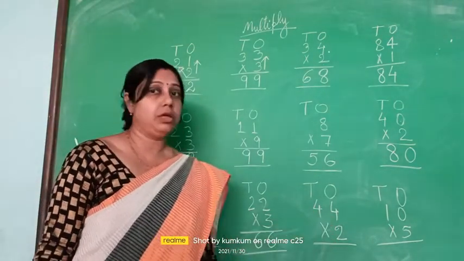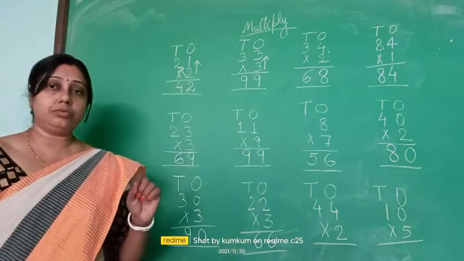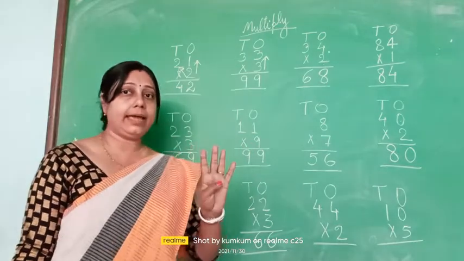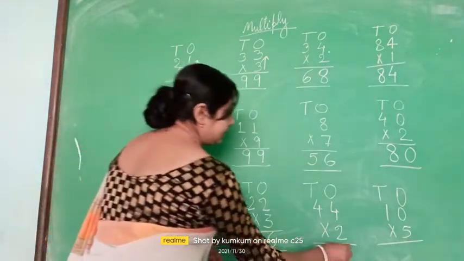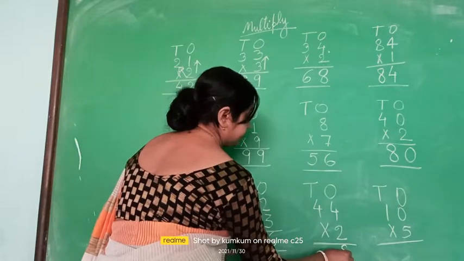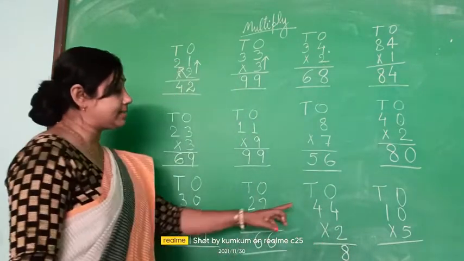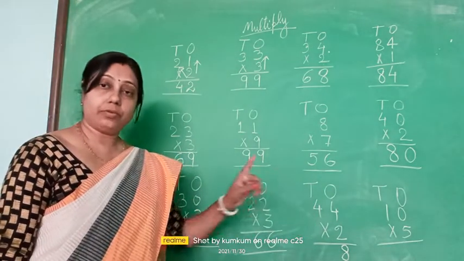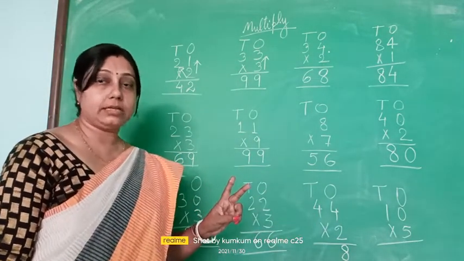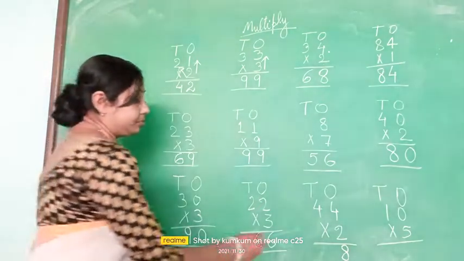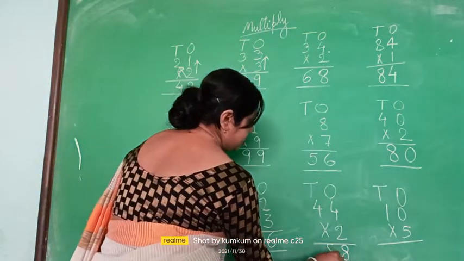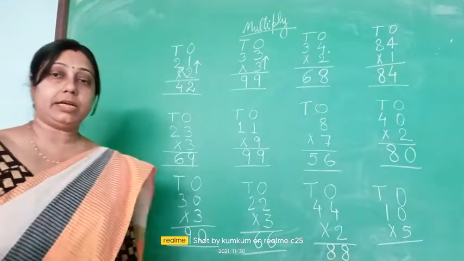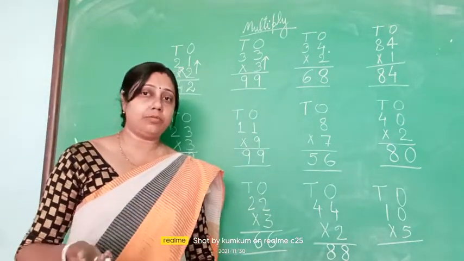Now let us try the next question. 44 into 2. So we will count the table of 2. 2 ones are 2, 2 twos are 4, 2 threes are 6, 2 fours are 8. So we are going to write here 8. Now again the same number is there. So again we can read the table of 4. 4 ones are 4, 4 twos are 8. So we can write there 8 also. So either 2 into 4 or 4 into 2, no problem. Whichever multiplication table you feel easier, you count that one.